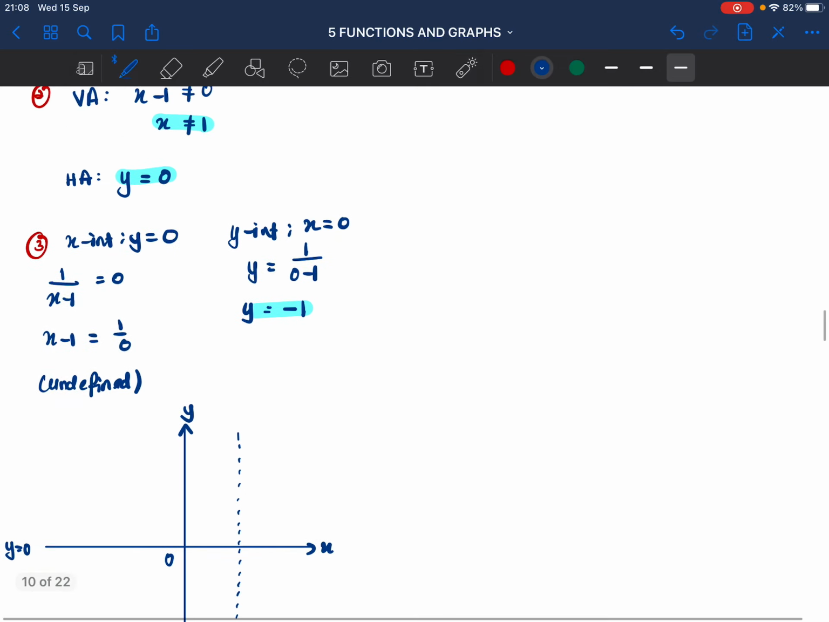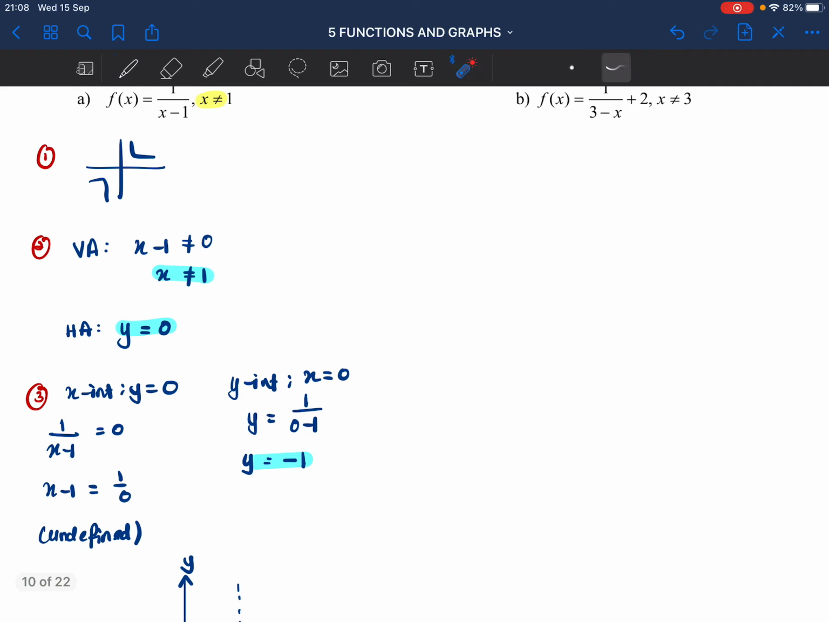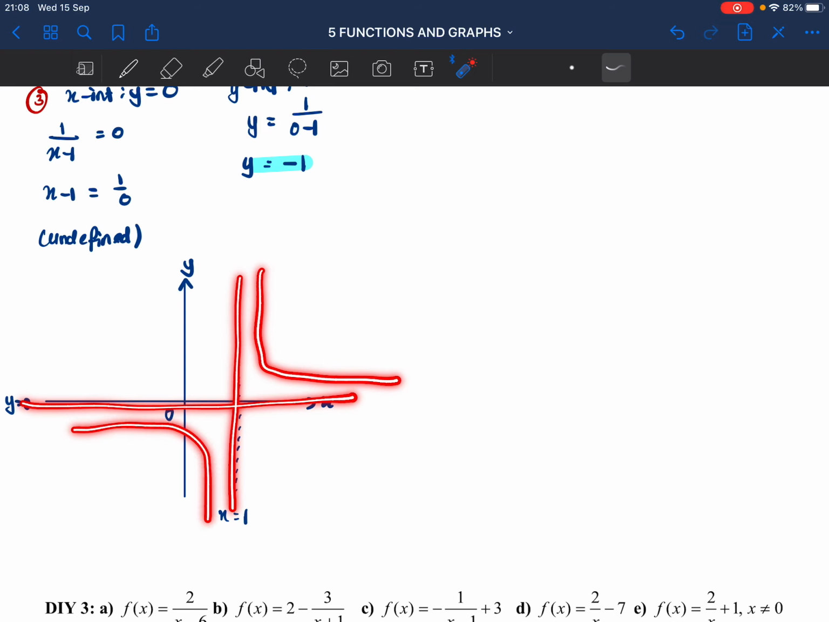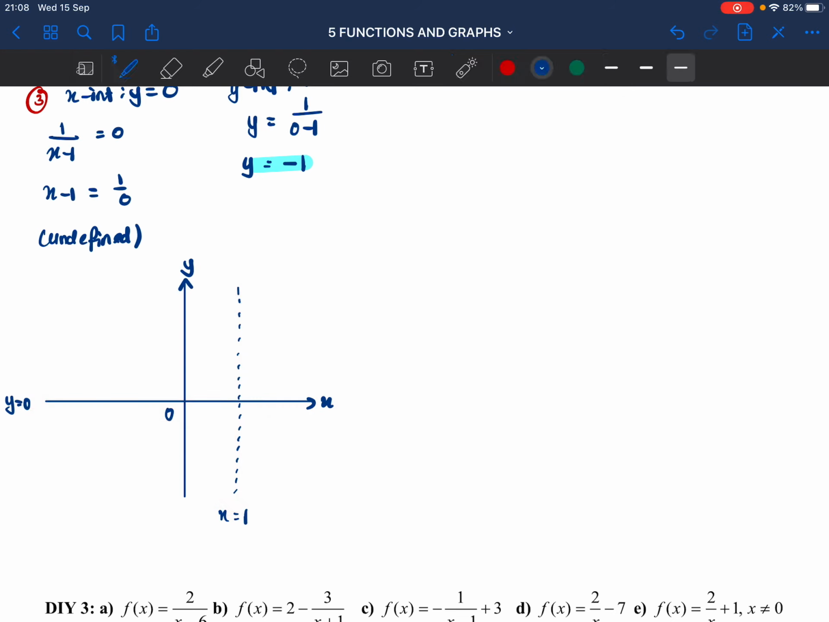Okay, so back to the shape of the graph. Here these two lines represent our asymptote. Since this is our asymptote, the graph should be looking something like this. Okay, alright, so kita tinggal draw je lah. Rapat dengan asymptote tapi tak kena. Okay, rapat dengan asymptote tapi tak kena.